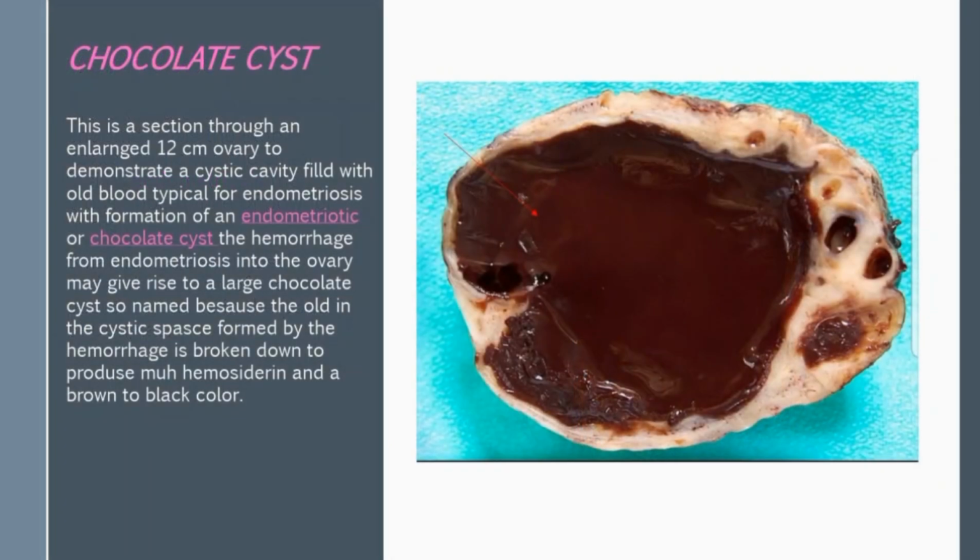The chocolate cyst. What do we mean by the chocolate cyst? This is a section through an enlarged 12 cm ovary to demonstrate a cystic cavity filled with old blood, typical for endometriosis, with formation of an endometriotic or chocolate cyst. The hemorrhage from endometriosis into the ovary may give rise to a large chocolate cyst, so named because the old blood in the cystic space formed by the hemorrhage is broken down to produce much hemosiderin and is brown to black in color.